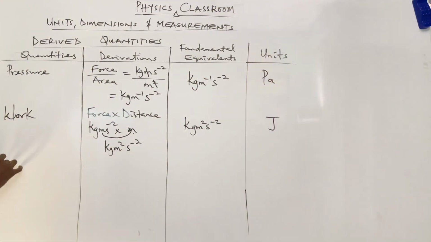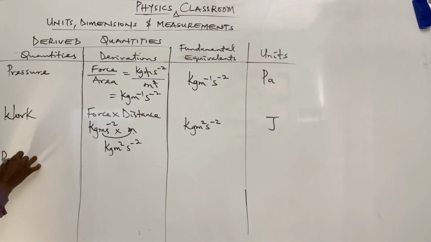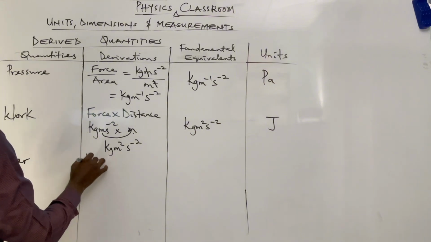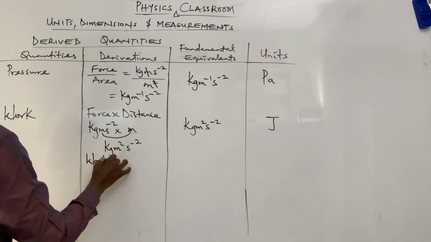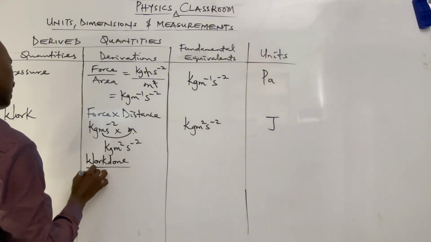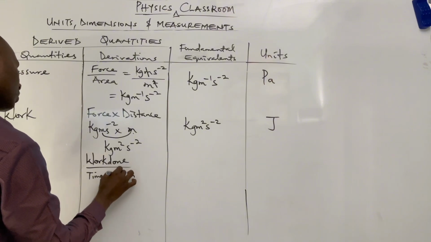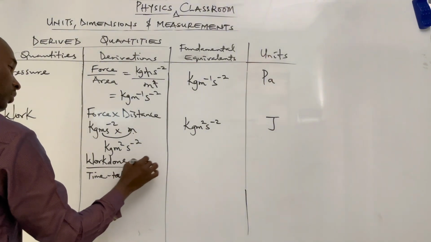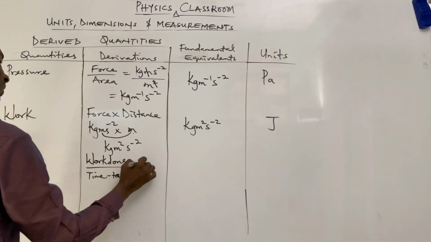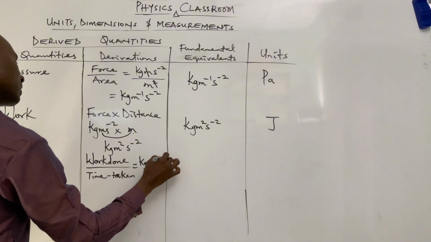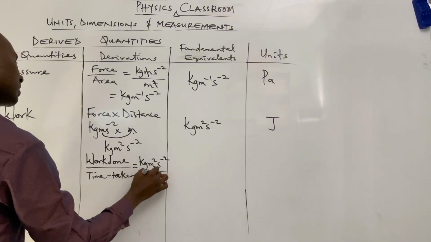Now the next one is power. Power is calculated using the formula work done all over time taken. Work done, from what we have here, is measured in kilogram meter square per second square, divided by time taken, which is in seconds.